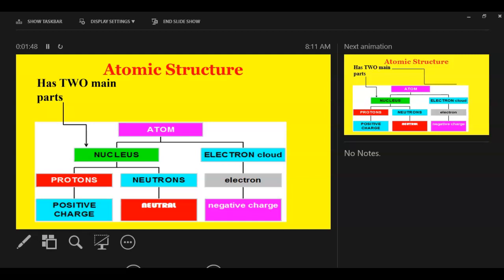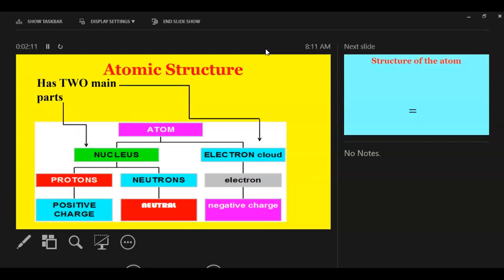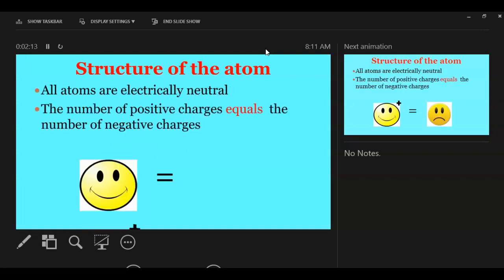So, outside of nucleus. What particle do you think is found inside the electron cloud? The electron cloud. What subatomic particle is found? The electron. Very good. Okay. So electrons have a negative charge.